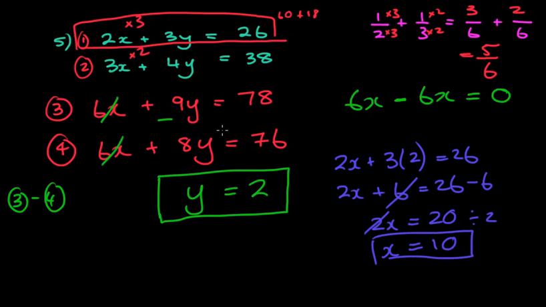And we can double check any of these questions we're putting x and y back into. For example, let's do this one here. 6 times x is 60. 8 times 2 is 16. 60 plus 16 is 76. That works out. We could have done this one. 3x is 30. We could have said 4 times y, which is 2, is 8. 30 plus 8 equals 38. That works as well. Again, you can check them.